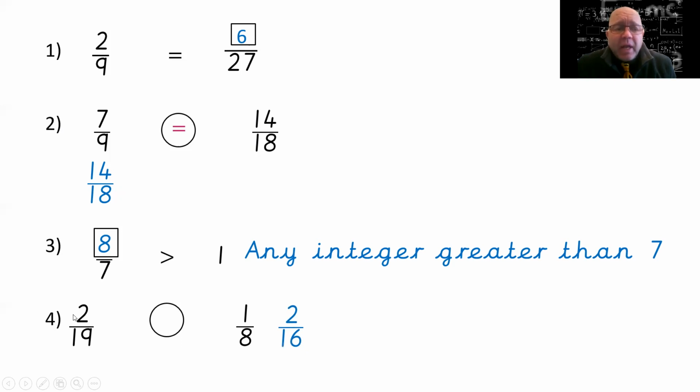So I'm now comparing 2/19 and 2/16. And if the numerators are the same, then we look at the denominators. The bigger the denominator, the smaller the fraction. Because this fraction has been split into 19 pieces, this one has only been split into 16. So these pieces are going to be bigger. So there's our greater than. 2/19 is less than 2/16. Or 2/16 is bigger than 2/19, whichever way you want to look at it. Okay, so there's your warm-up.